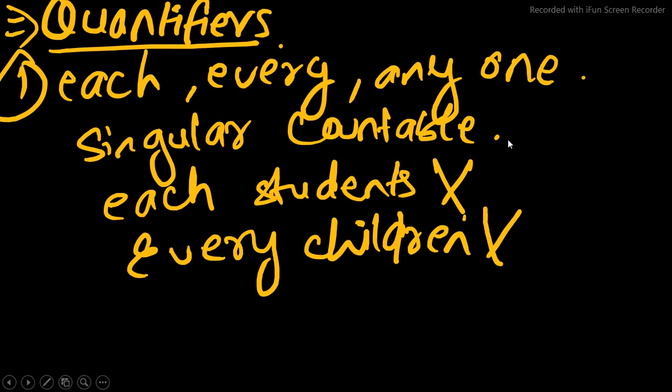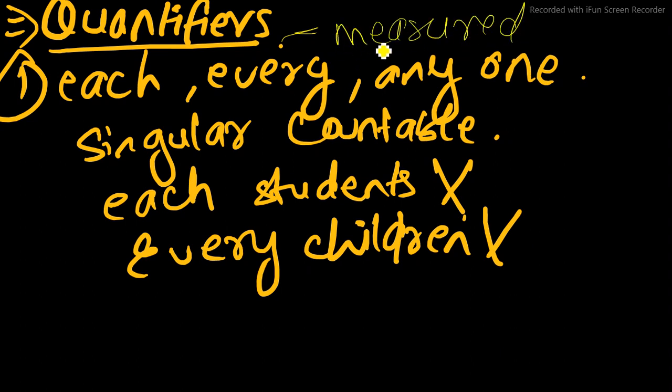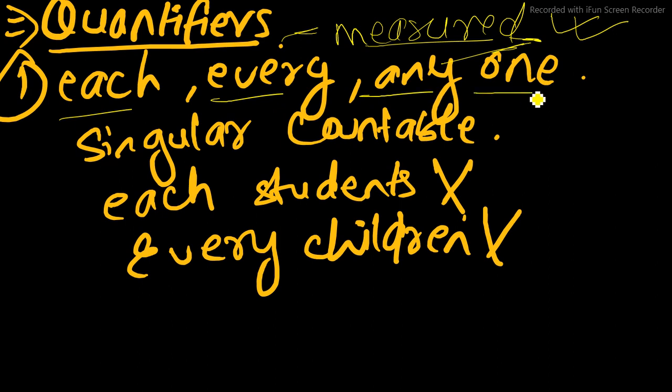The second thing that we discussed was about the quantifiers. Why? Because we discussed that uncountable cannot be counted, but it can be measured, right? To measure the amount or the quantity of it, certain words or phrases are used, and we discussed a lot of, each, every, any, and one. These four are the words which are going to be used before the singular countable noun.